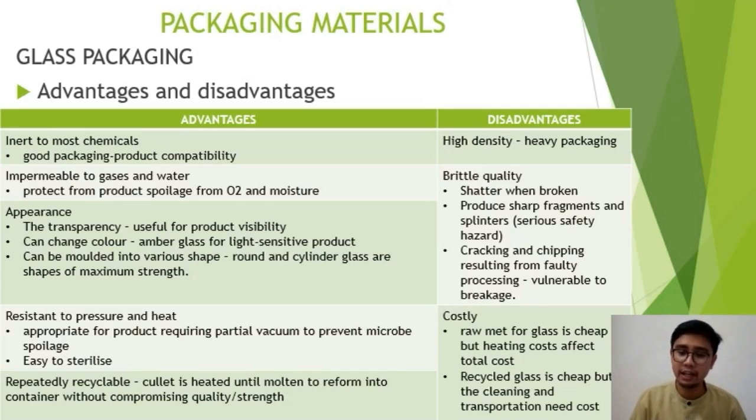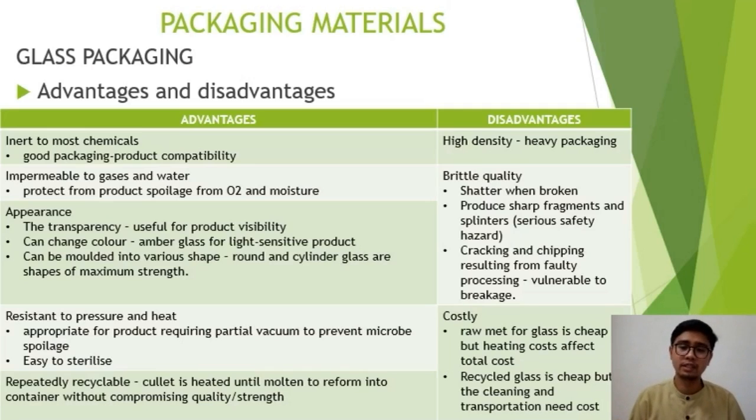The second disadvantage is its brittle quality, so the glass packaging shatters when broken and produces sharp fragments and splinters, which cause a serious safety hazard. When the glass packaging has faults in the processing, usually it will cause cracking and chipping. This cracking and chipping will cause the glass packaging to be vulnerable to breakage.